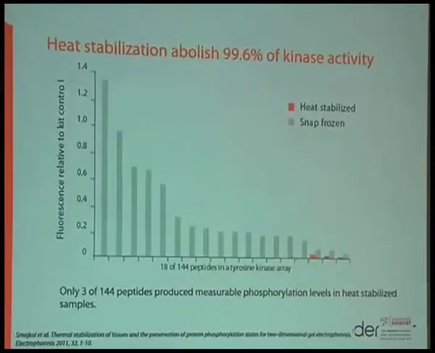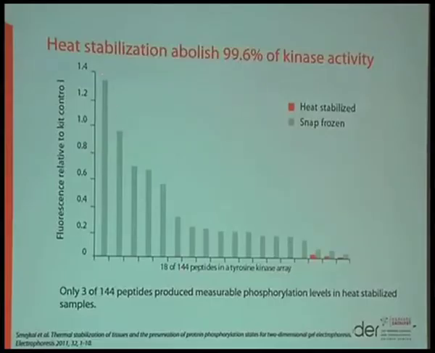So the other part of the equation is the kinases. The kinases add phosphorylations to proteins. This is an array experiment. You have an array with 144 peptides. Each peptide contains a tyrosine phosphorylation site. You incubate your extracted samples with this array, and if there are kinases in this mixture, they will phosphorylate these motifs. Then you use a tyrosine-specific antibody to detect the level of phosphorylations on these peptides.